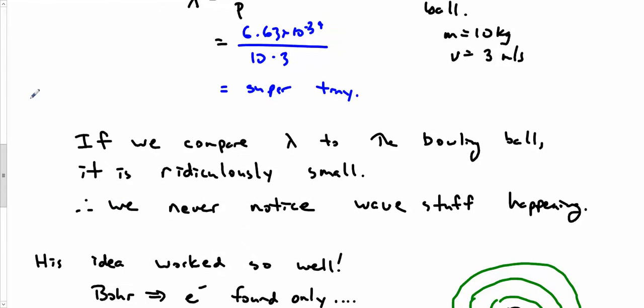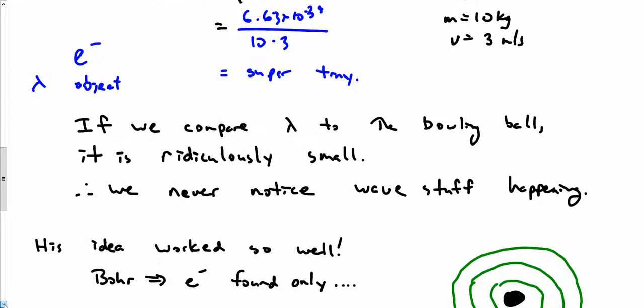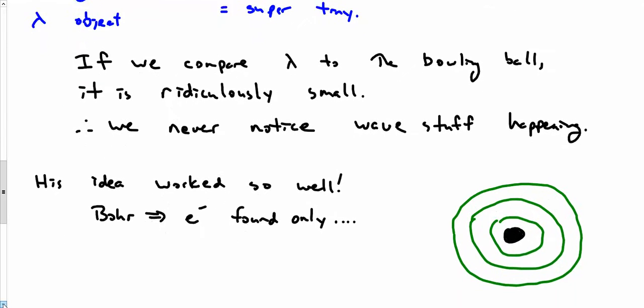If we're going to want to see wave-like properties from matter, we need lambda and the object to be in a similar order of magnitude, or we're not going to see it. So that's why we start talking about electrons, because the wavelength of an electron and the electron itself are similar in an order of magnitude. So his idea worked so wonderfully well.